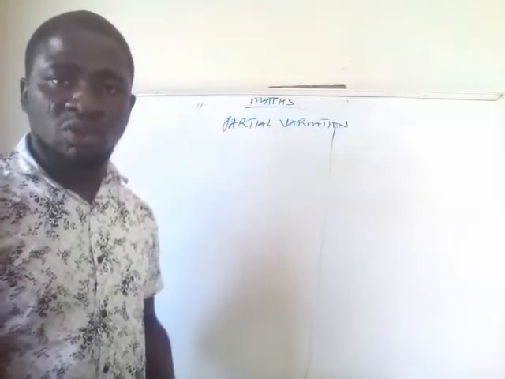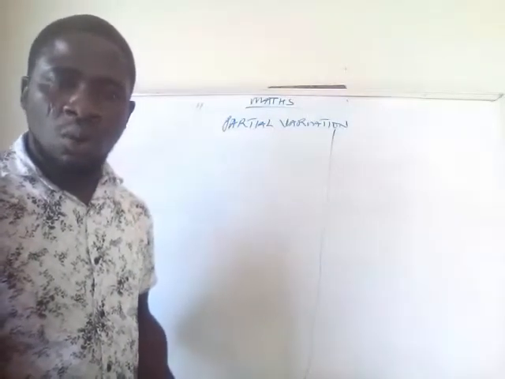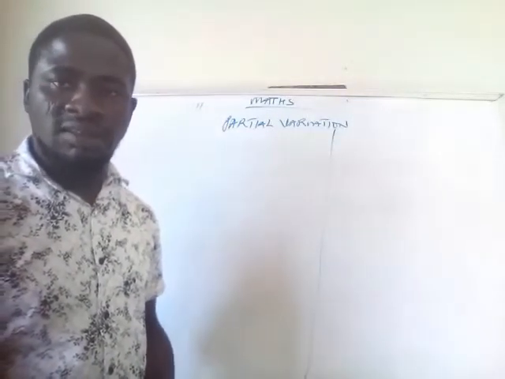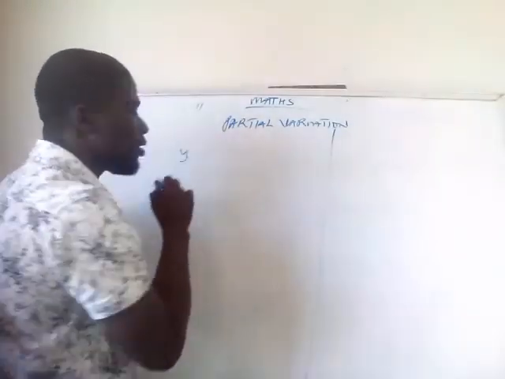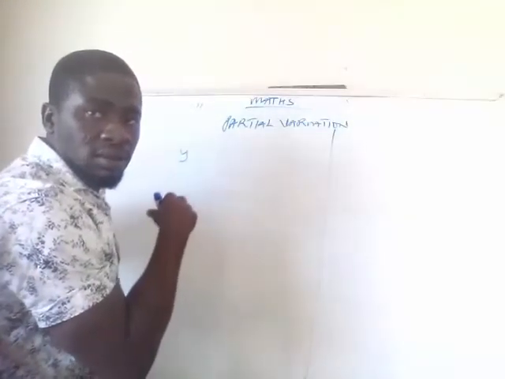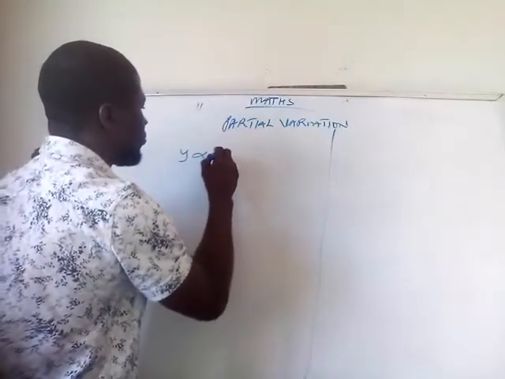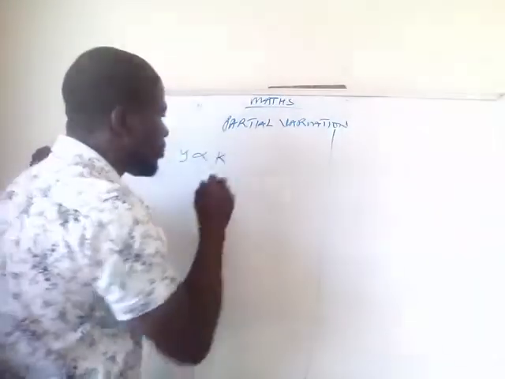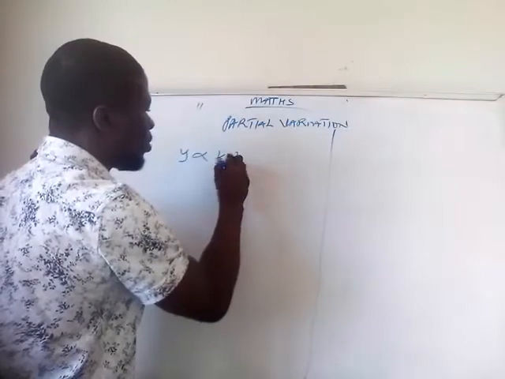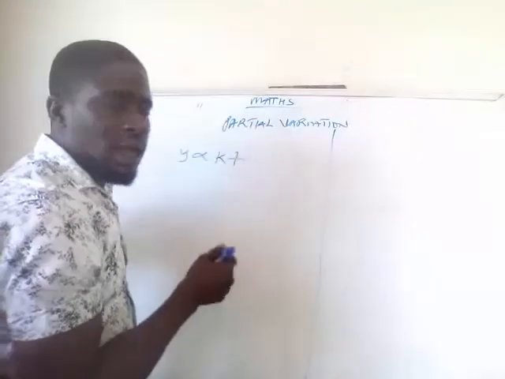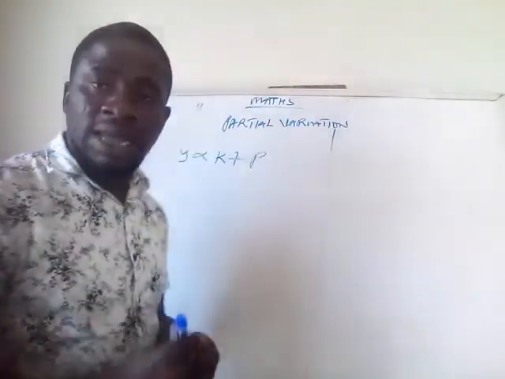But before we go to the main question of today, what I just want us to understand is, if they say that y varies partly as k, and partly as p, it just means like this, kind of directly.